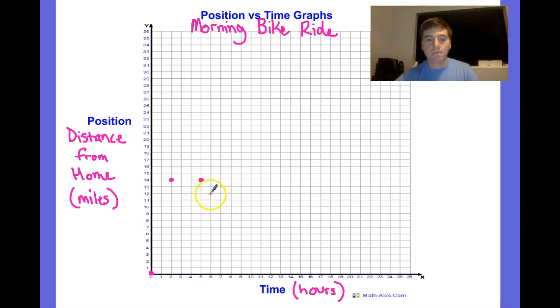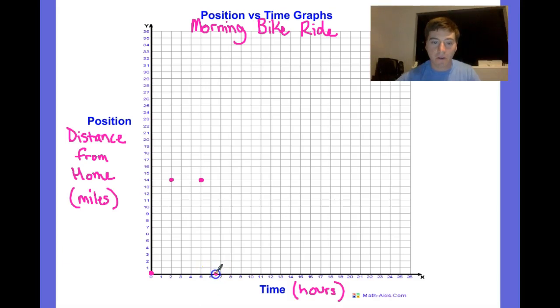So here's my dot. Well, by then I'm pretty tired, so I'm trying to ride my bike home. Luckily, it is downhill on the way home, so I can go a little bit faster, and I make it home in about 1.5 hours instead of 2. So let's say in 1.5 hours I'll be at 6.5, and I'll be home. So my distance from home is now 0.